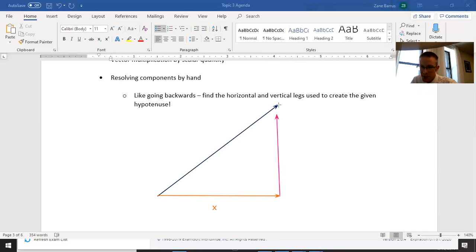And then figure out, hey, what's my vertical distance that I'm traveling? That's my y component. Okay, so you can do that by hand by just taking a ruler to your paper and just measuring, hey, what's the horizontal distance that I traveled? What's the vertical distance that I traveled? What I just did, that's what resolving components means. It means basically breaking a vector down into its horizontal and vertical pieces. All right?